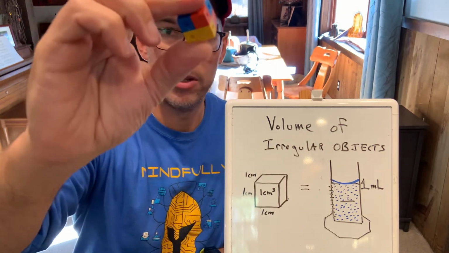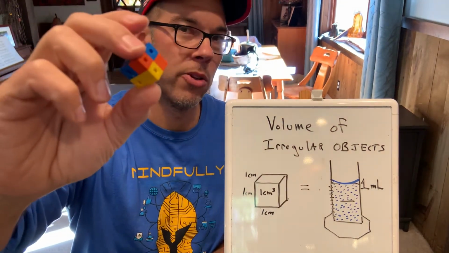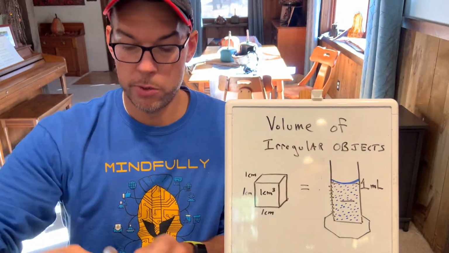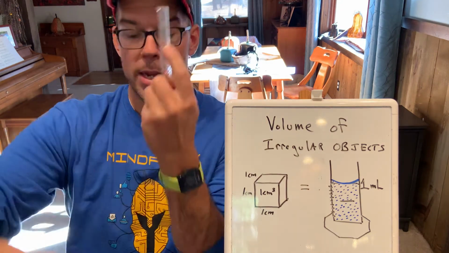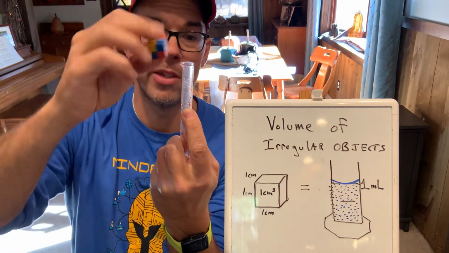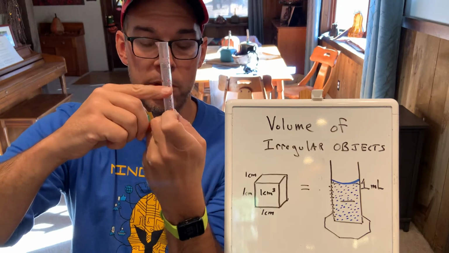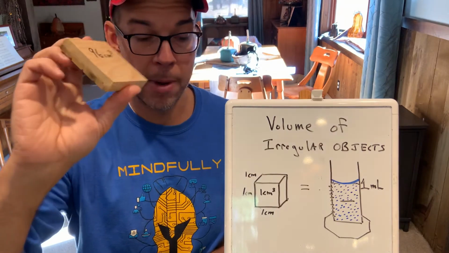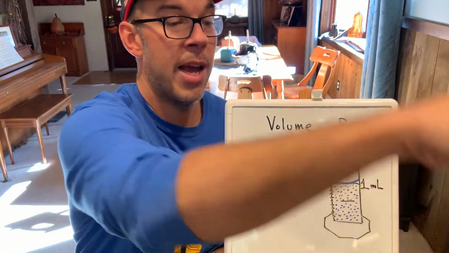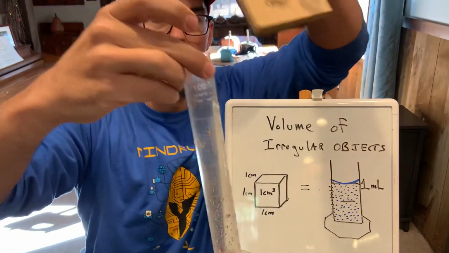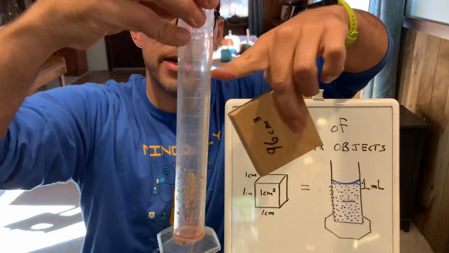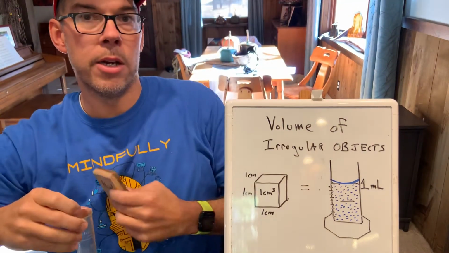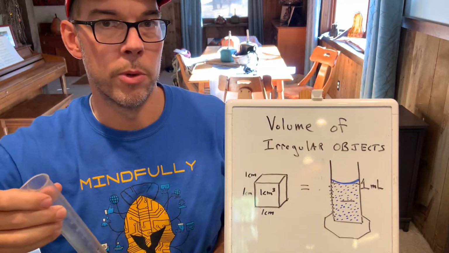If I were to melt this down, which is 2 by 2 by 2, 8 centimeters cubed, it would come up to exactly here. Okay, so if I poured this in, it would go up to 8 centimeters cubed. And if this were made of plastic and not wood, and I could melt this down, it would come up to exactly 96 milliliters here. So 1 milliliter is a centimeter cubed when it comes to volume.